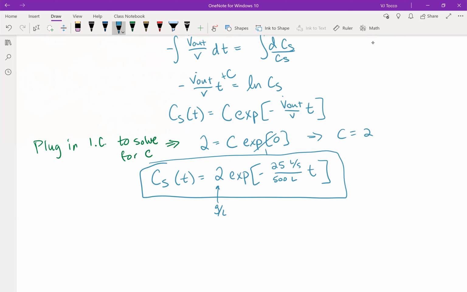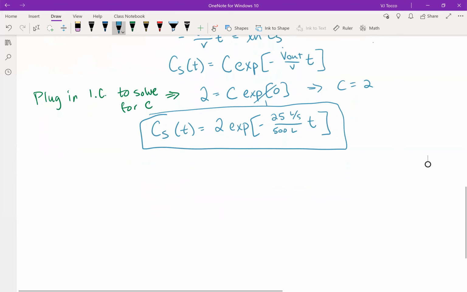And my units are going to cancel to give me grams per liter. So that's what I mean by double checking your units. What you can also do is double check your initial condition. So again, if I plug in a 0 here, then this whole term is going to go away because the exponent of 0 is going to be 1 and my initial condition of 2 is going to be true.